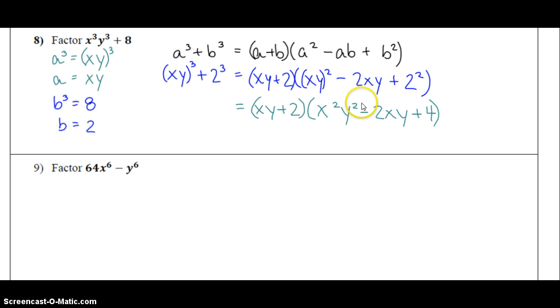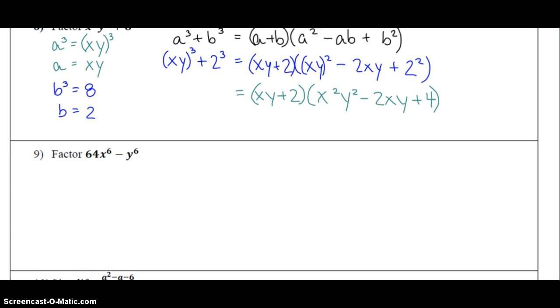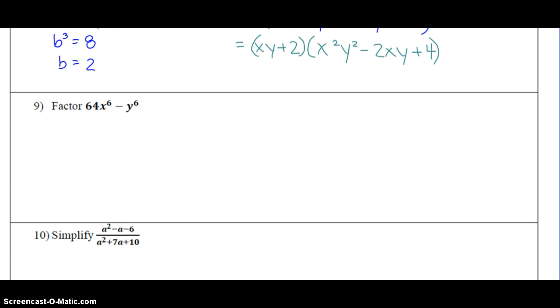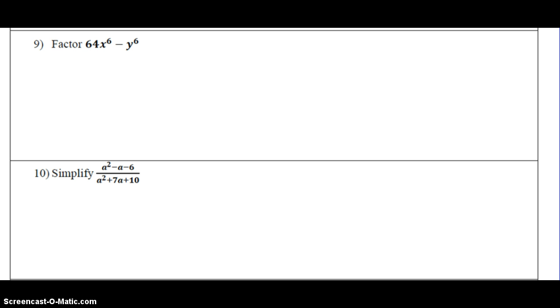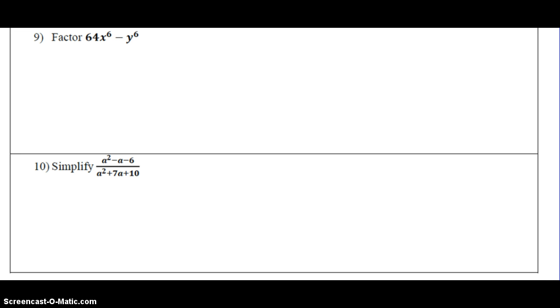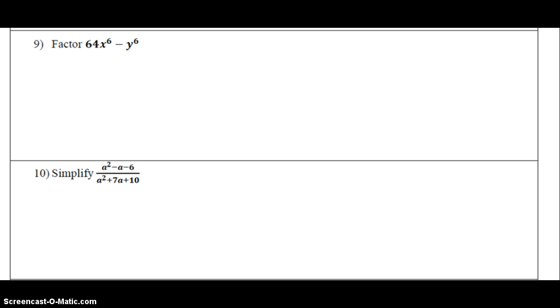The next one, example number 9, is a difference of cubes, but it's also a difference of squares. So see if you can figure that one out. It's a little bit trickier. Just remember to take it in steps. Turn the video back on when you're ready to check your answer.